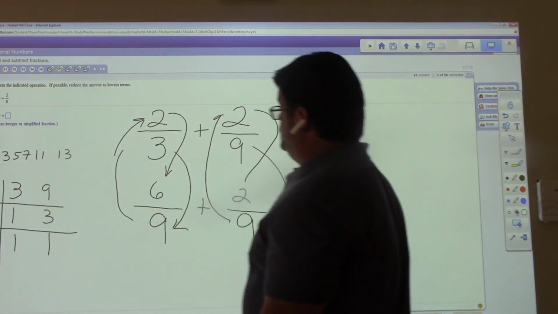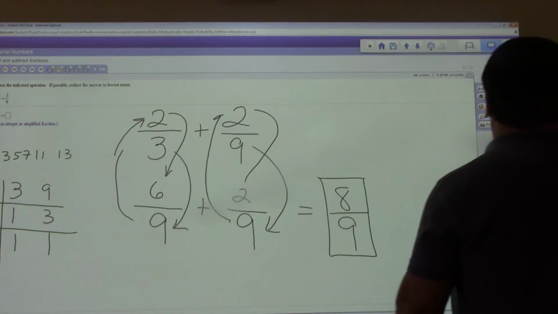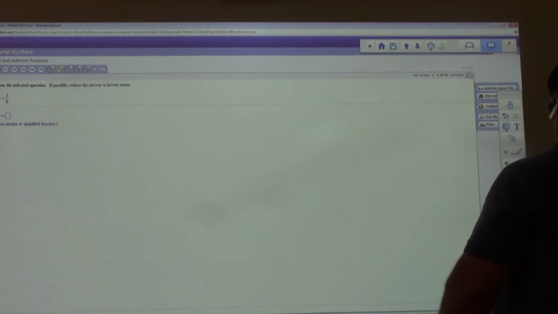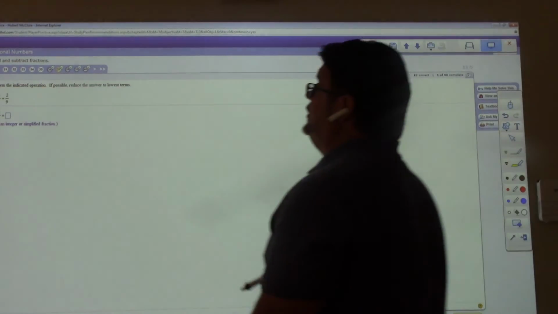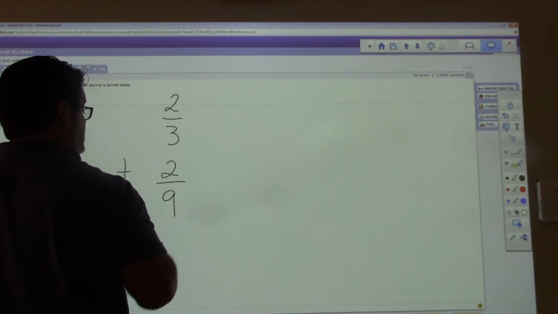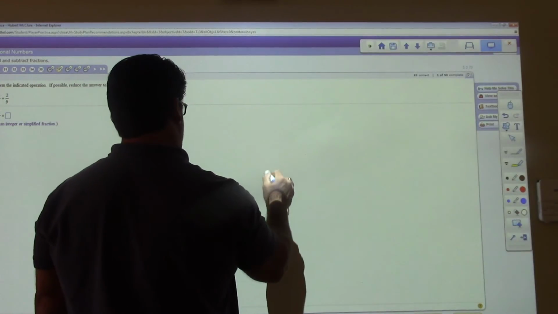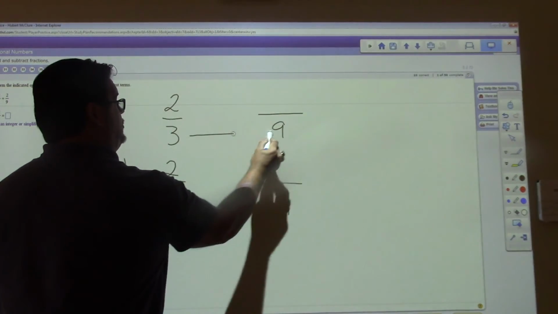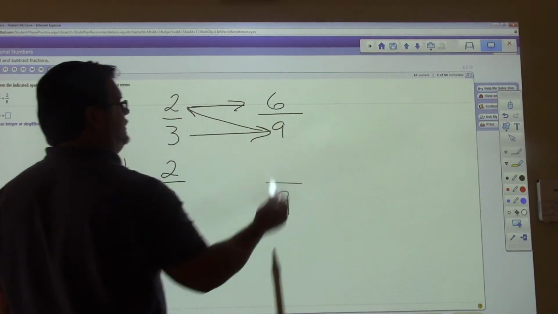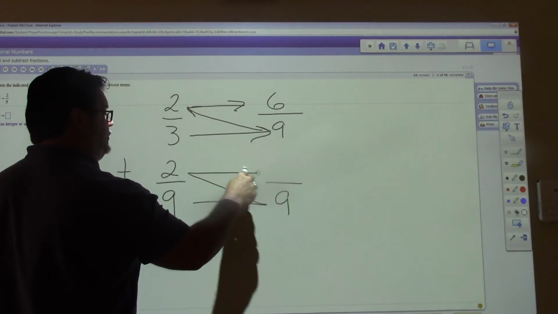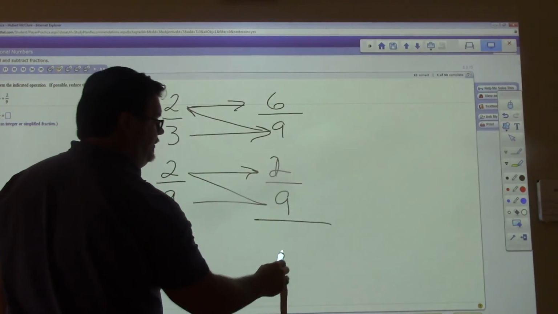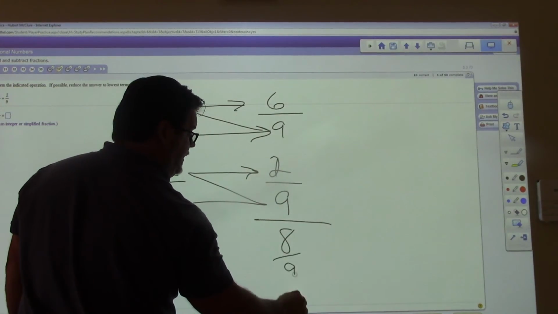There we go. Some people do it like this. This is what some people do, and you might be used to this. 2/3 plus 2/9. They use the Z. 3 will go into 9. How many times? 3 times 2 is 6. Some people do the Z. Whichever you want to do. 9 will go into 9, 1 time, times 2. And 2 plus 6 is 8. You get the same answer.